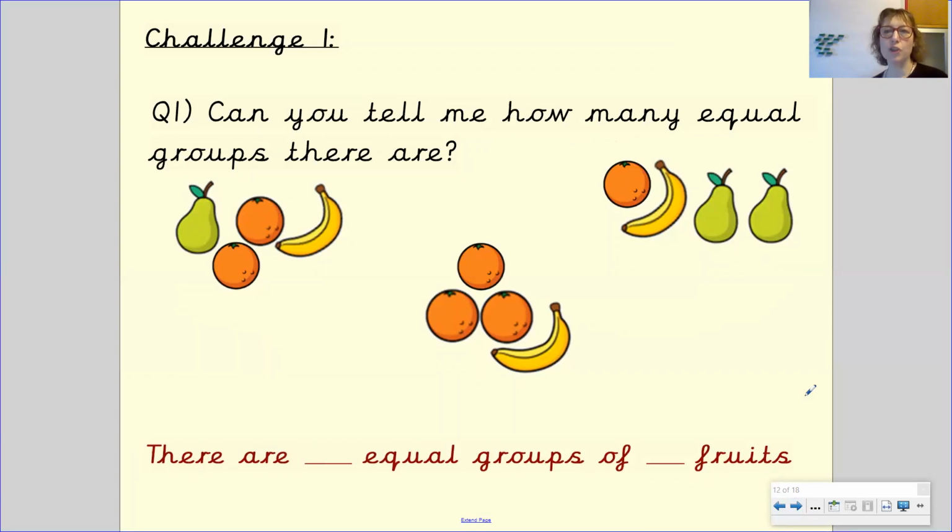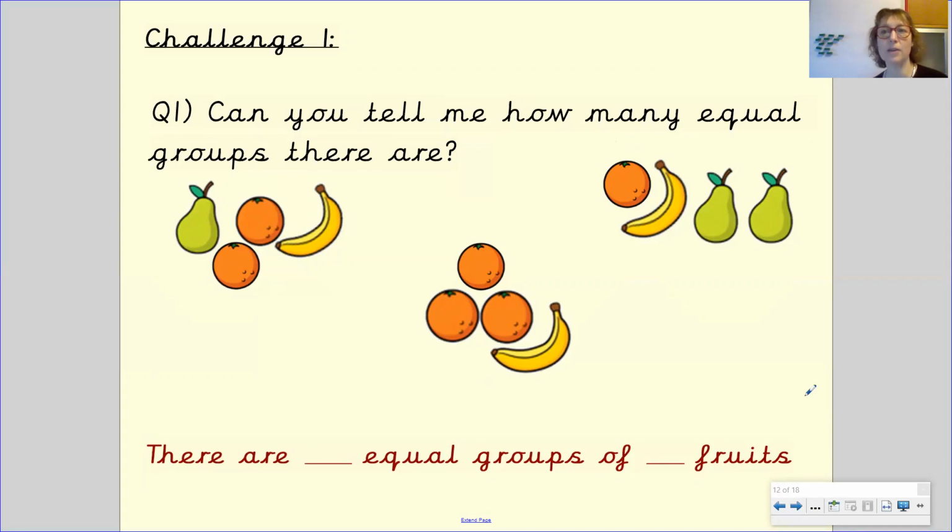Now, you've got 2 choices for your work today, depending on how achy and bakey your hand is. If you want to, you can write out the stem sentences and fill in the missing numbers. Otherwise, you can just say them. So if you could get someone to record you shouting at the television or letting me know what you've got there, then that's absolutely fine.